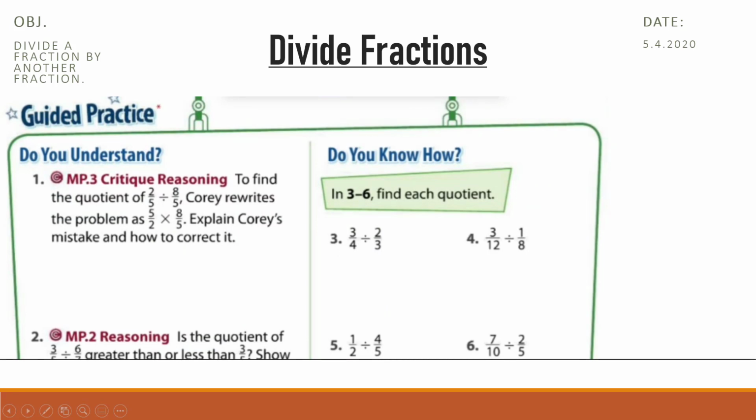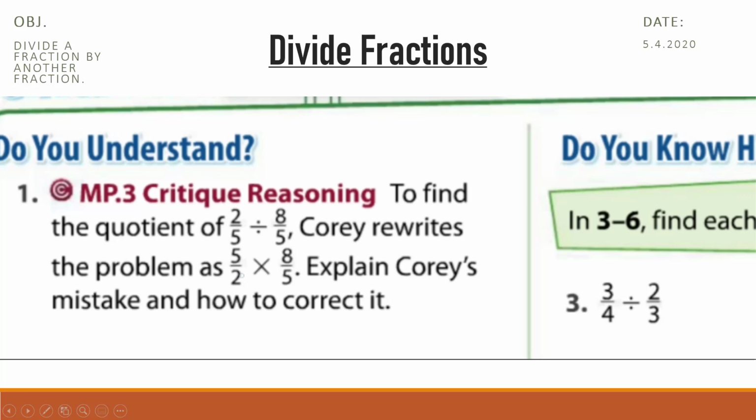Now on page 613, question number 1. To find the quotient of 2/5 divided by 8/5, Corey writes the problem as 5/2 multiplied by 8/5. Explain Corey's mistake and how to correct it. Okay, we can see that the mistake here is that he used the reciprocal of the dividend rather than the divisor. So the correct answer is 2/5 multiplied by 5/8.